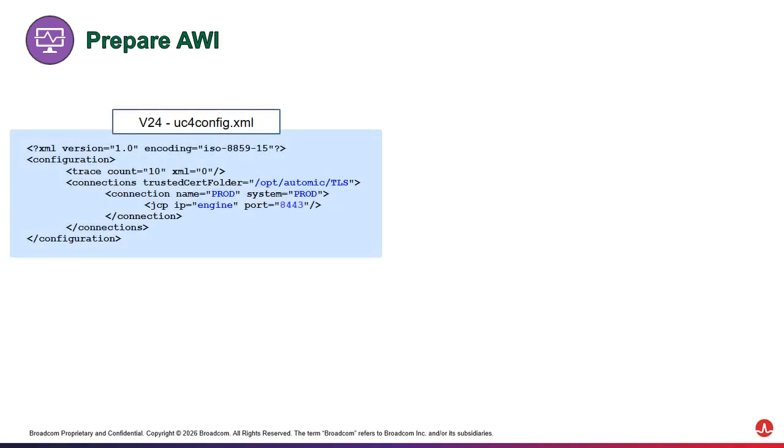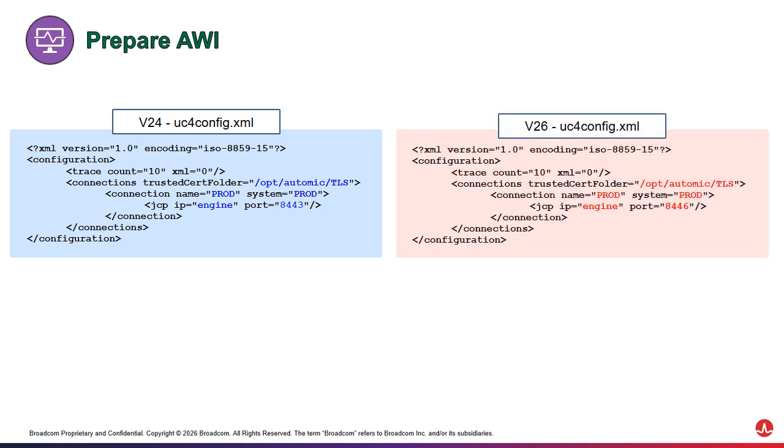We've worked on the other components. We can focus on the web interface. The procedure is a little different because it doesn't have a tar file. Your new web interface directory should already have an AWI configuration file with the correct settings, but we recommend using the sample instead, which we know is version 26. Trusted folder, connection name, and IP for JCP.